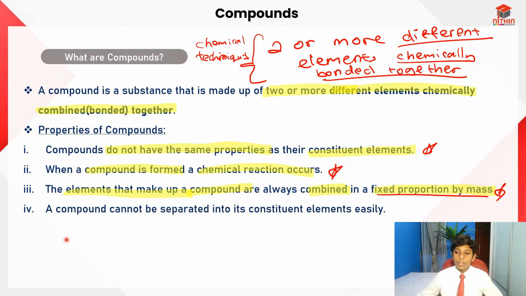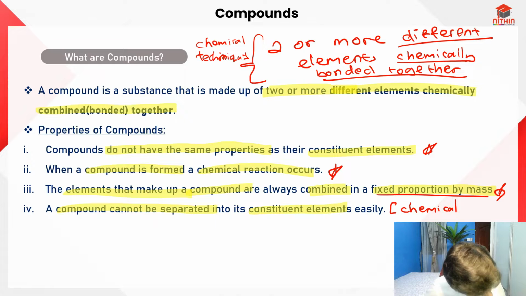Okay, next, a compound cannot be separated into its constituent elements easily. Like I said, we need to use chemical means in order to separate a compound into its constituent elements. So what is this chemical means? Okay, so next.